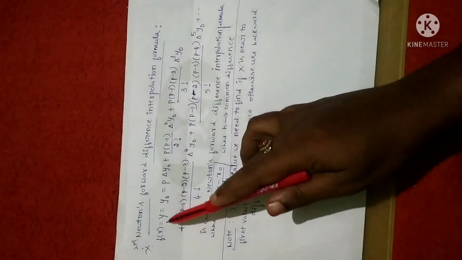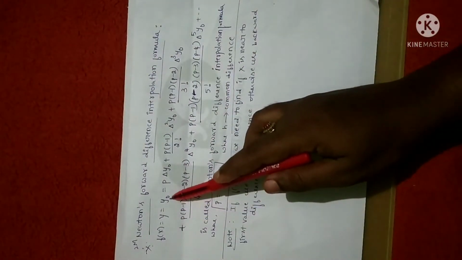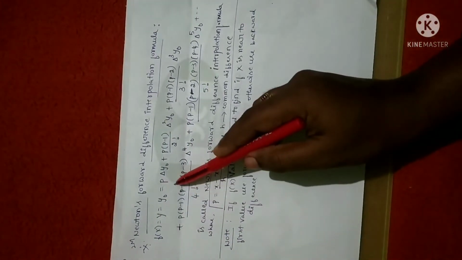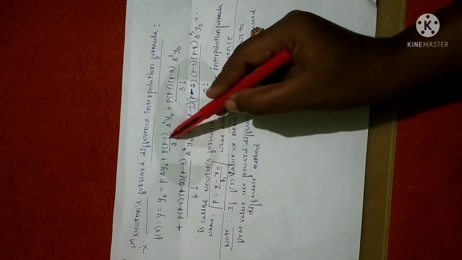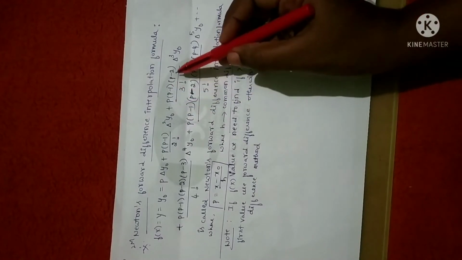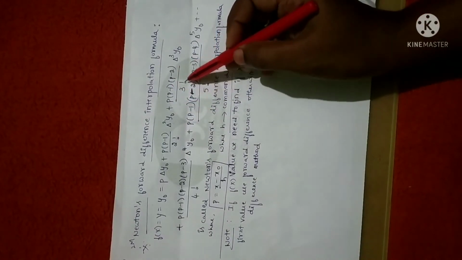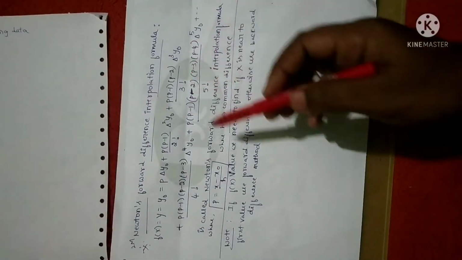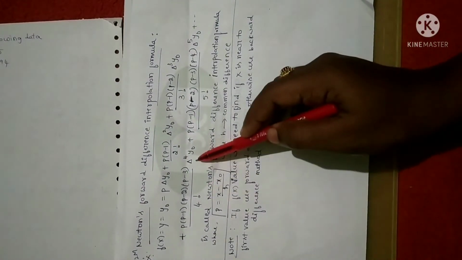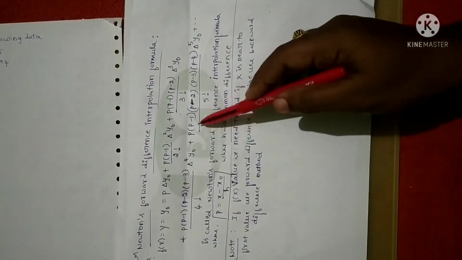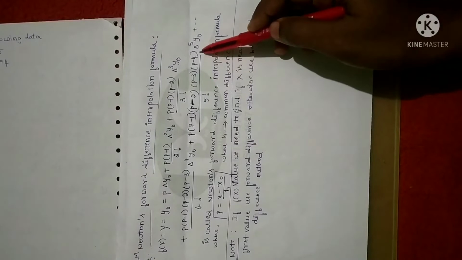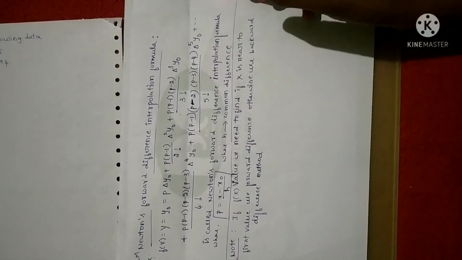So the formula is given by f of x, which is the same as y and the same as y naught, equal to y naught plus p into delta y naught plus p into p minus 1 by 2 factorial into delta square y naught plus p into p minus 1 into p minus 2 divided by 3 factorial into delta cube y naught plus p into p minus 1 into p minus 2 into p minus 3 divided by 4 factorial into delta power 4 y naught plus p into p minus 1 into p minus 2 into p minus 3 into p minus 4 divided by 5 factorial into delta power 5 of y naught plus and so on. So the terms will be continuing.